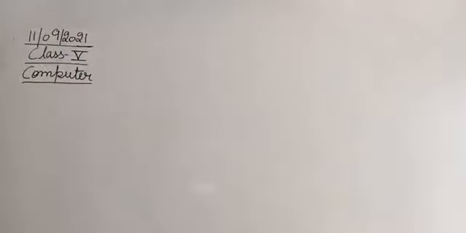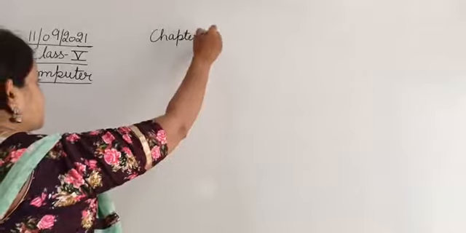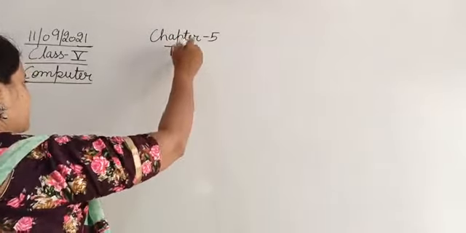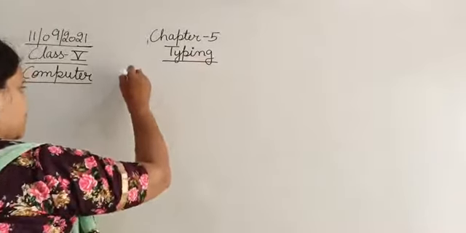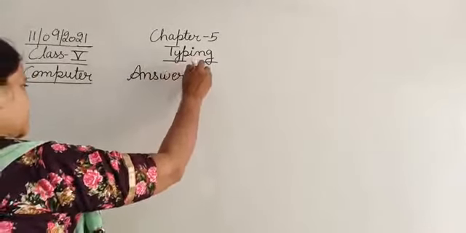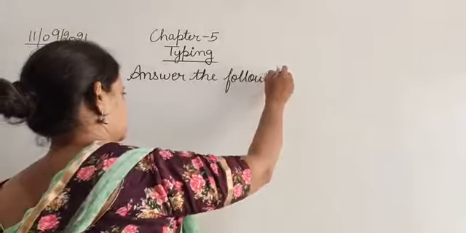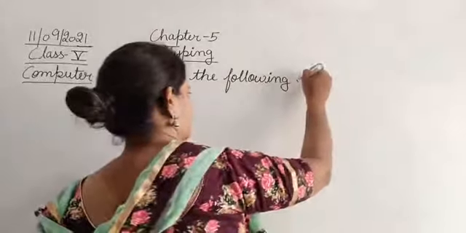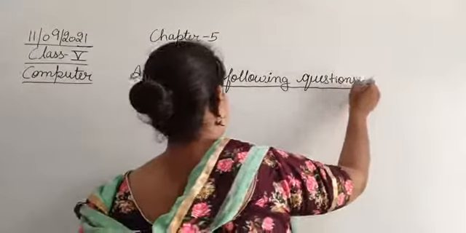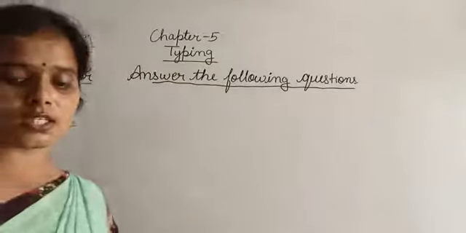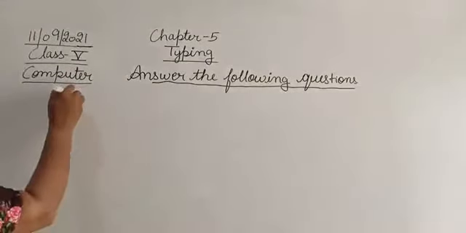So I'm just writing the topic here, that is chapter number 5, typing. Okay, and we are going to follow with the question answers. Answer the following questions. Okay. Chaliye. So the first question is, what is typing? That is question number A.